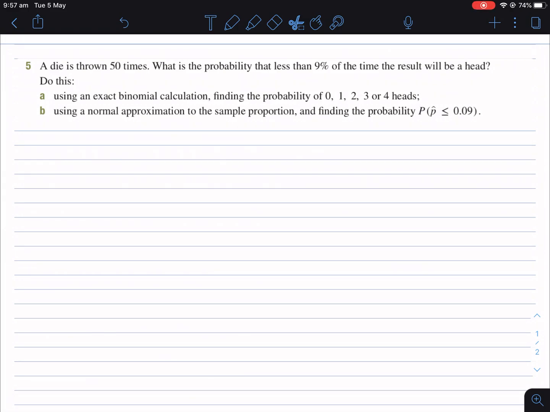Right, so we're going to calculate this one twice. We're going to do it firstly using a binomial, the actual calculation, and secondly using the normal approximation.